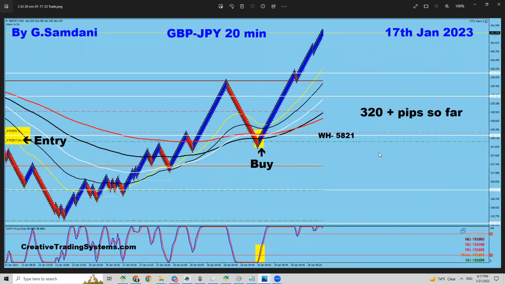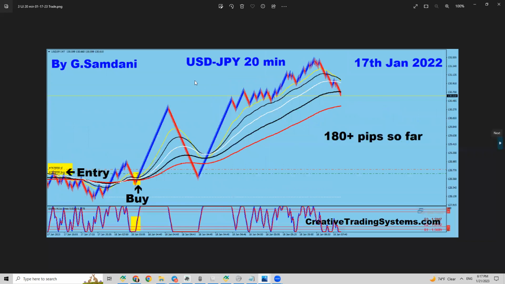On the 16th, there was nothing. On the 17th, pound yen from here to there, 320 pip. By the way, this is not a 20-minute chart. It is higher time frame. I think it's like a 30-minute. I had to do it because my entry was a little late on the 20-minute. So here on the USD yen, this is what happened. Pound yen, also this happens. So when you make a higher time frame, you don't see this.